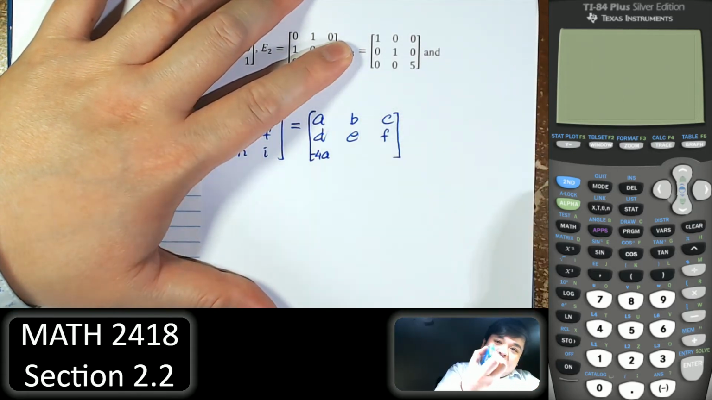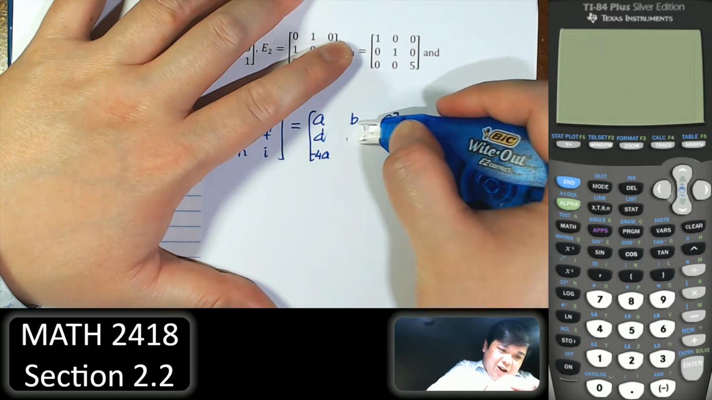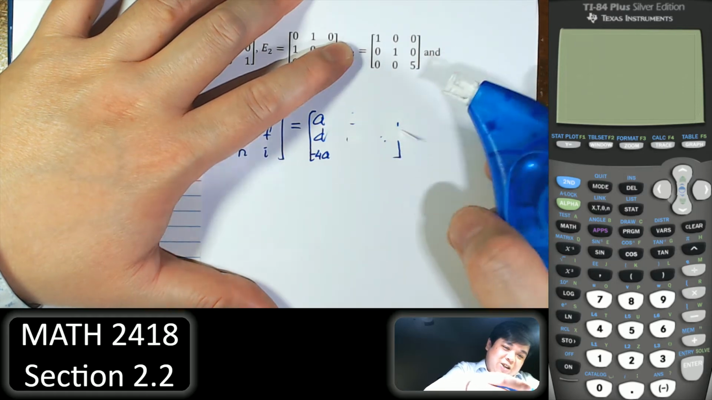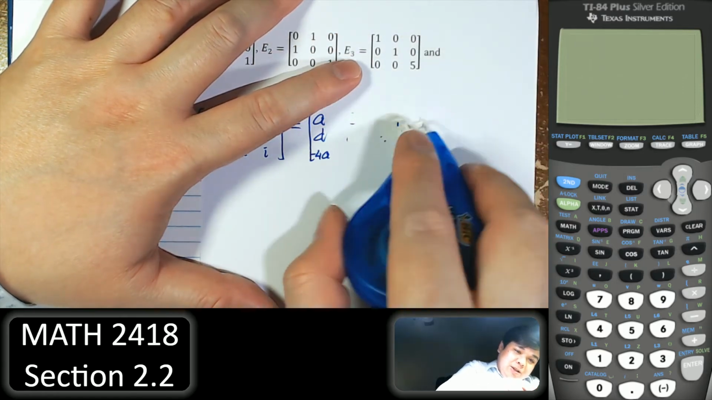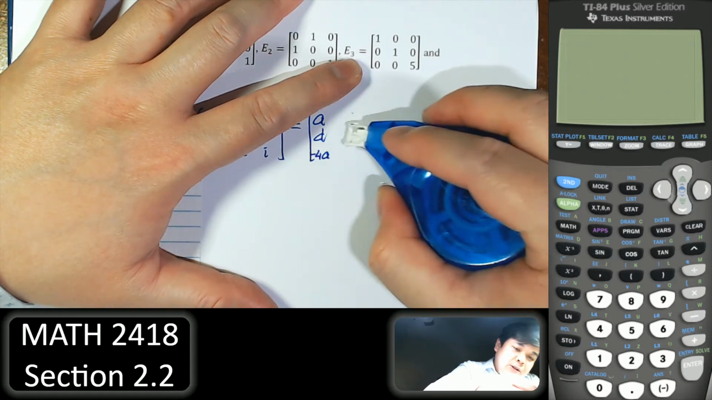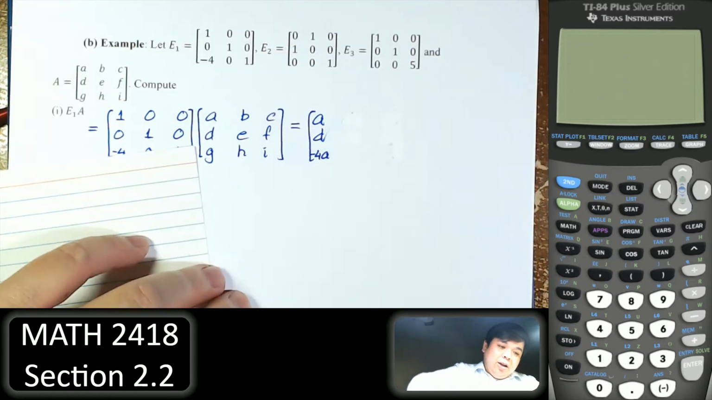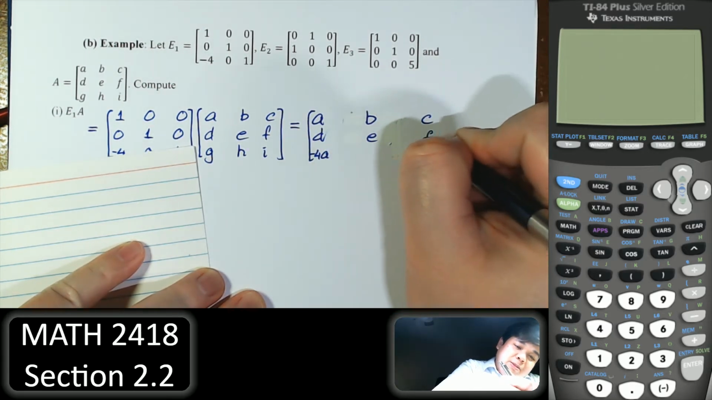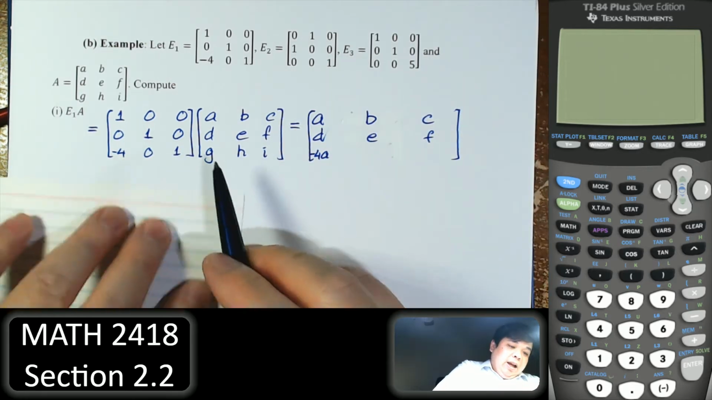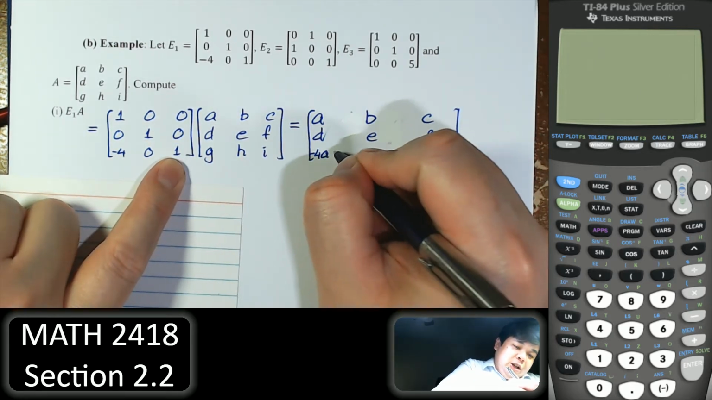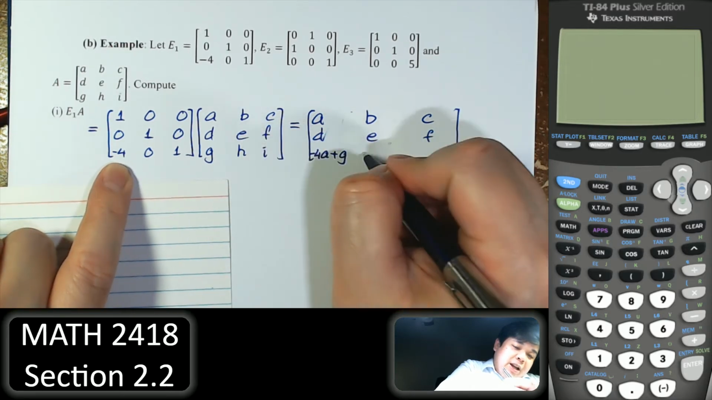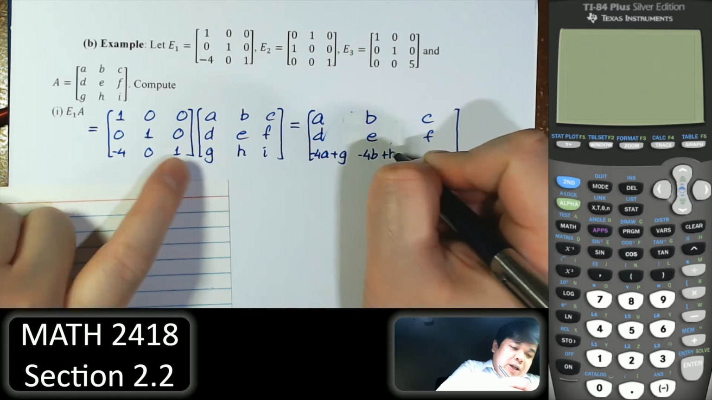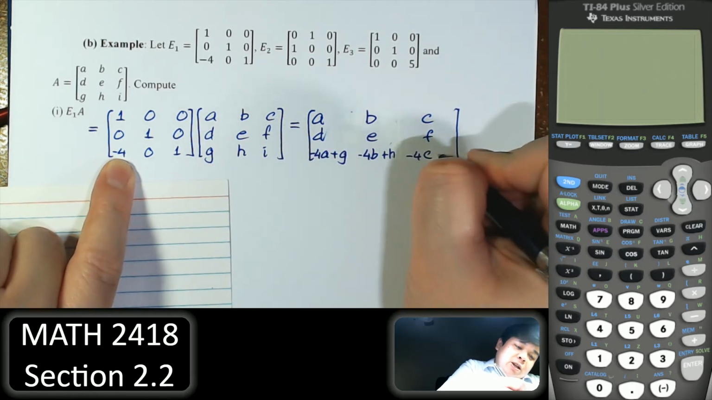Just leave a lot more space between the entries. Right, again, the first two rows will stay the same. Right, now negative 4A plus G, negative 4B plus H, and negative 4C plus I.